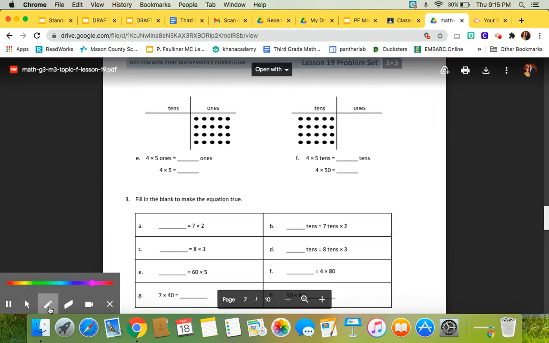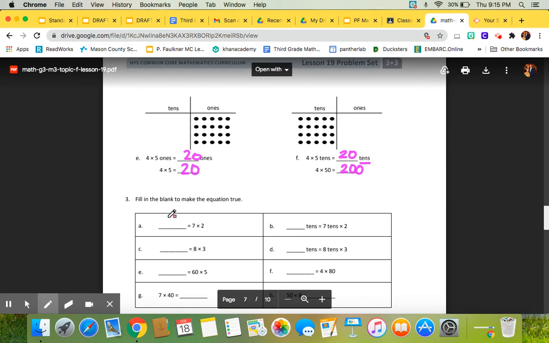Let's look at E. E says 4 times 5 ones. So we have four rows of 5, which is 20 ones. So 4 times 5 is 20. Looking at F, we have four rows of 5 tens. Well, 5 tens is 50, remember, but 4 times 5 is still 20. So now we have 20 tens. 20 tens is 200. Awesome. Let's look at number 3.